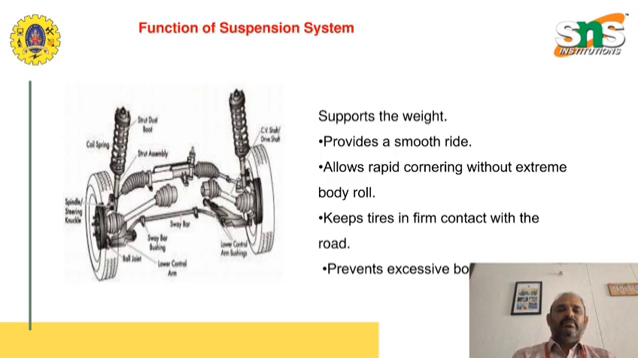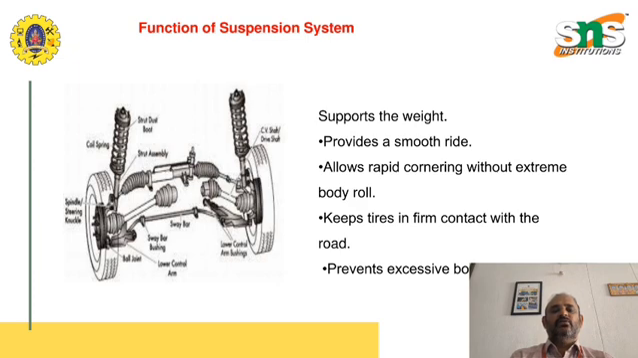The system works by using springs, dampers, and linkages. Common types of springs used include coil springs, leaf springs, and torsion bars. Coil springs are helical steel springs found in most modern cars. They compress and expand to absorb road energy. Leaf springs are made of stacked steel strips and are used in trucks and older vehicles. They support heavy loads and are durable. Torsion bars twist along their axis to absorb force and are adjustable.